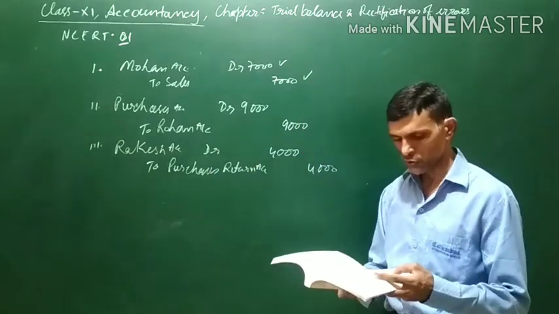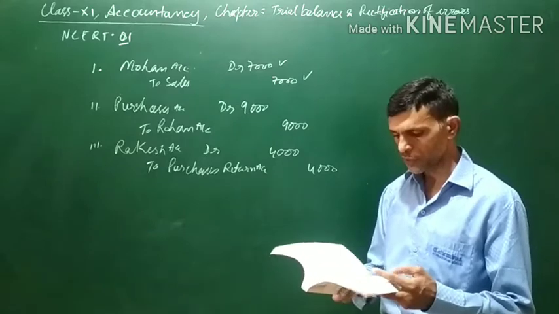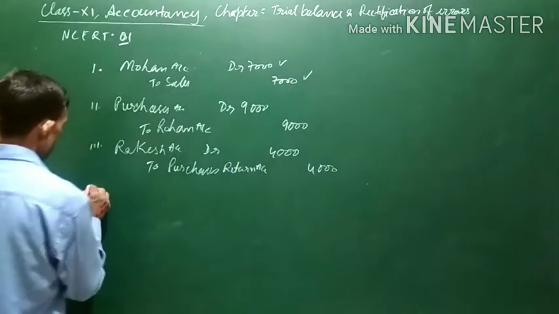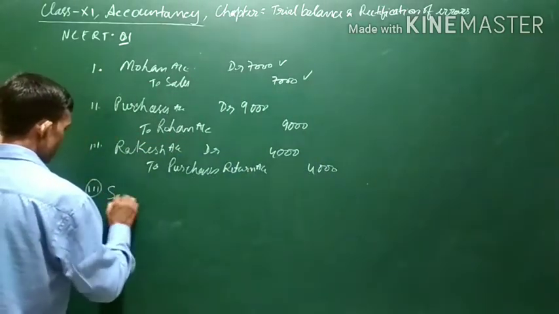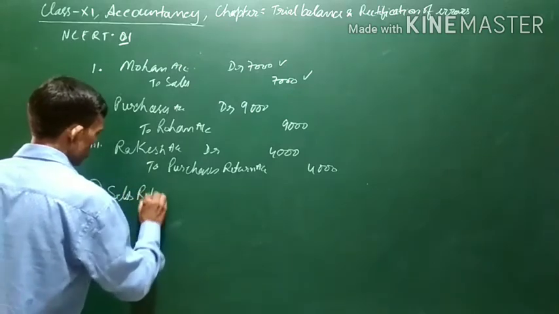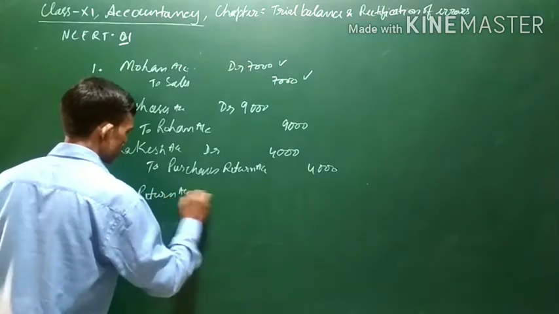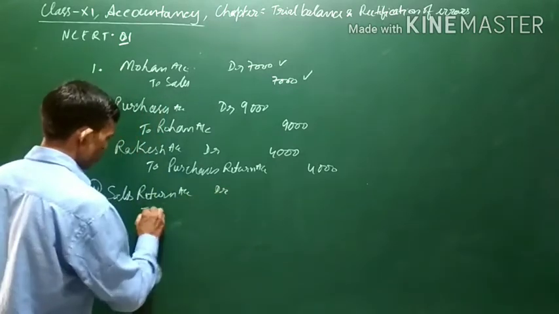Similarly, the next one also: goods returned from Mahesh, 1,000, were not recorded. It is returned from Mahesh. Here the entry will be sales return account debit to Mahesh account.